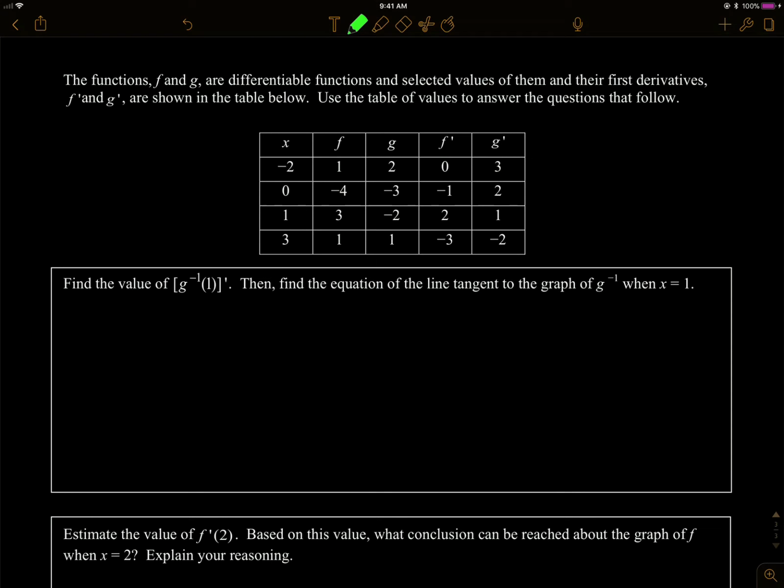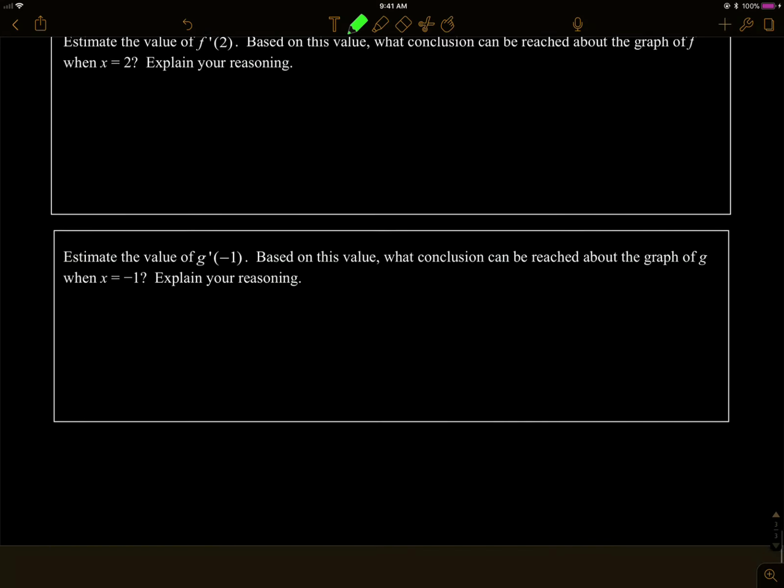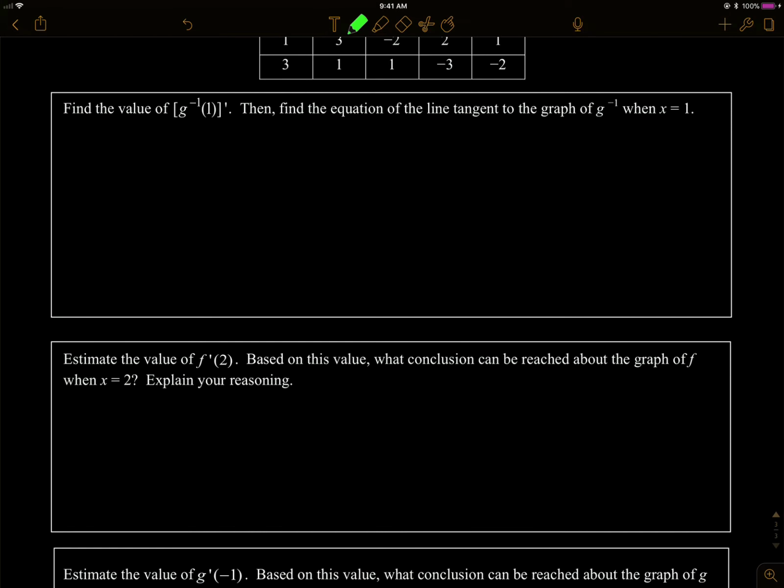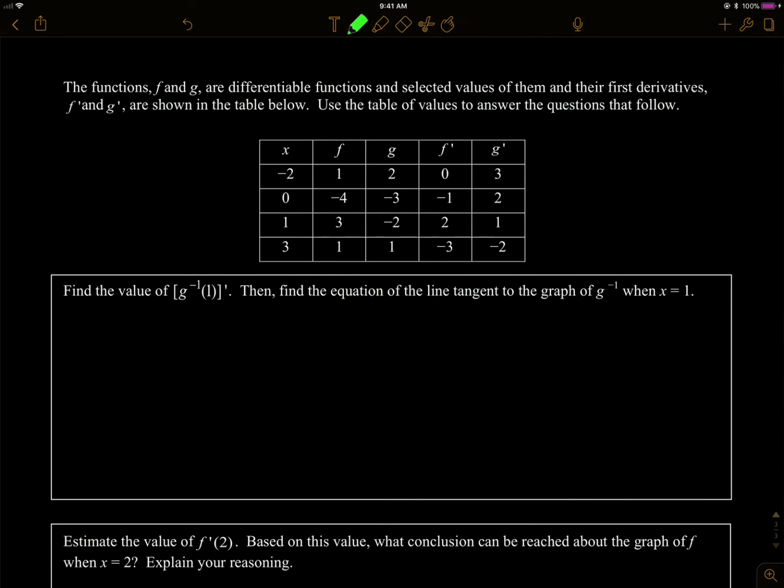All right. So we'll do some more with tables. Find the value of the derivative of g inverse of 1, and then we're going to use that derivative to find the equation of the tangent line to g inverse at x equals 1. So I need the point of tangency. I'm going to start with the point of tangency.